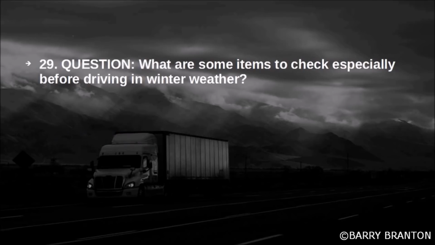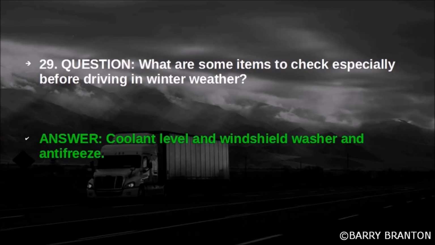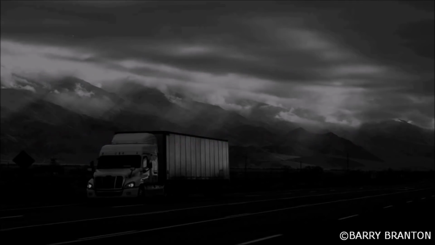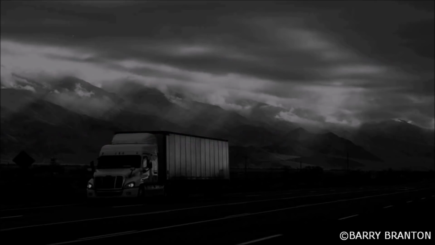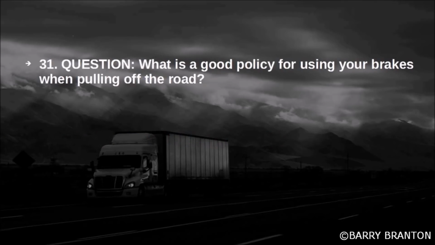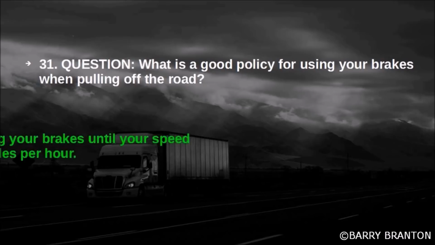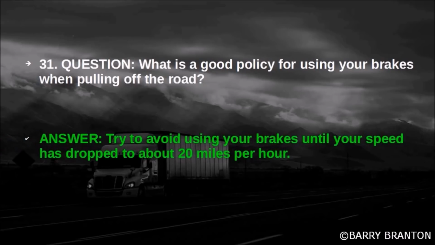What are some items to check, especially before driving in winter weather? Coolant levels and windshield washer and antifreeze. Besides watching the traffic behind you, you can use your rear view mirrors to watch for possible tire fires. What is a good policy for using your brakes when pulling off the road? Try to avoid using your brakes until your speed has dropped to about 20 miles per hour.